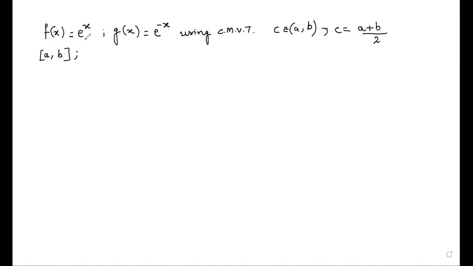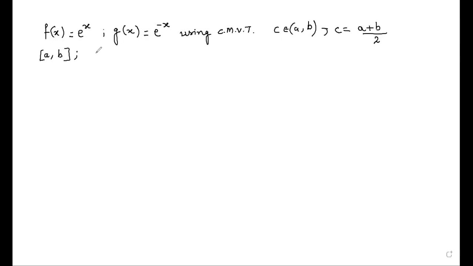Similarly, the derivative exists in the interval AB, because the derivative of e to the power of x is e to the power of x itself, and the derivative of g, e to the power of minus x, is minus e to the power of minus x itself. So in the interval AB, where a and b are both finite constant quantities, this must be derivable, or else you can say the derivative must exist. Now we can find C.